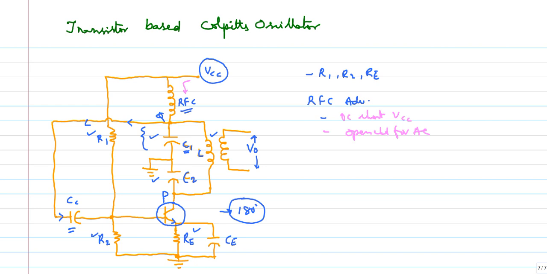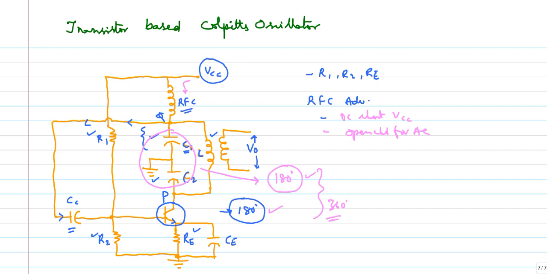Due to the split capacitor arrangement, where the capacitor has been split like this, the tank circuit introduces a 180-degree phase shift. So this is 180-degree phase shift for the CE amplifier, and this is 180-degree phase shift for this split capacitor structure. So finally we are getting 360-degree phase shift, hence I can use this circuit as an oscillator.